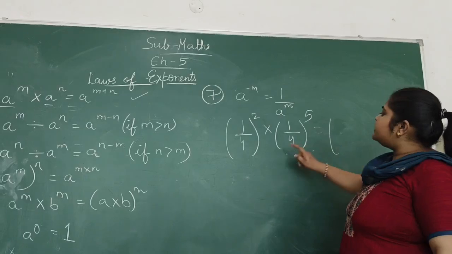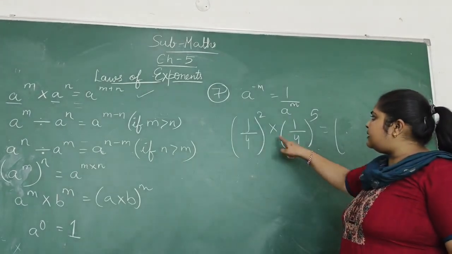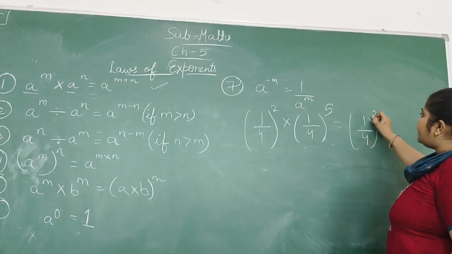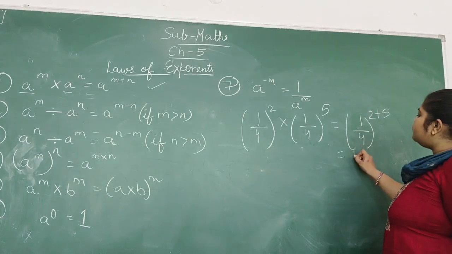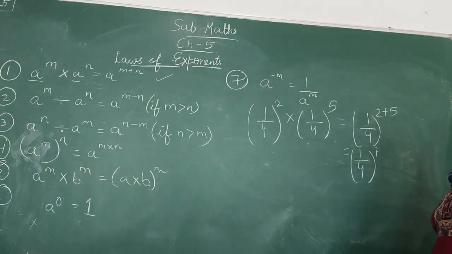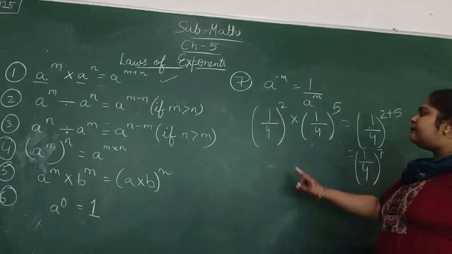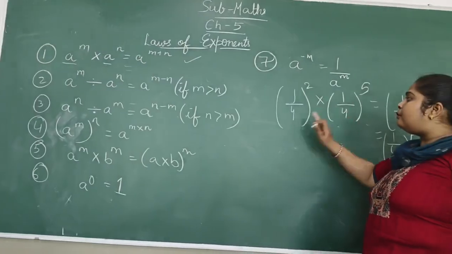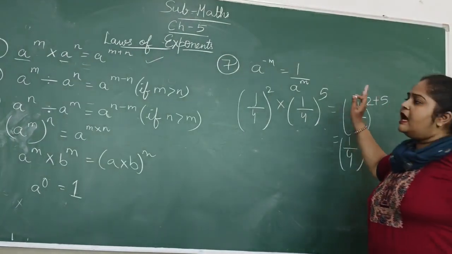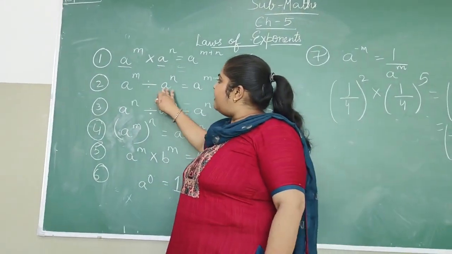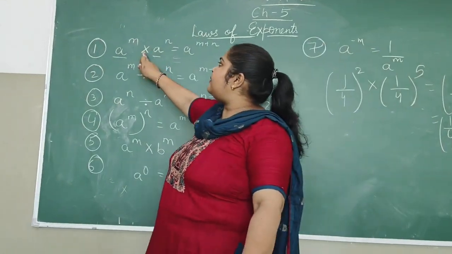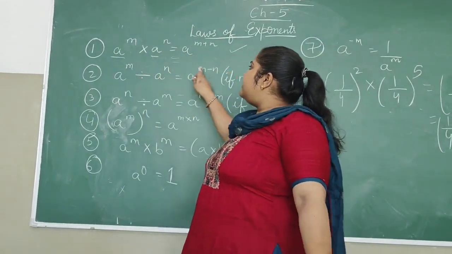you can simply see that the base of both the numbers is the same and the powers are different. You can write the base only one time and add the powers. So simply you will get the answer as (1/4) to the power 7. Okay, so whenever the base is the same, the power is different, and both the numbers are multiplying, you have to add the powers. And if the numbers are dividing, then you have to subtract the powers. You have to just keep in mind, multiply with plus, divide with minus.